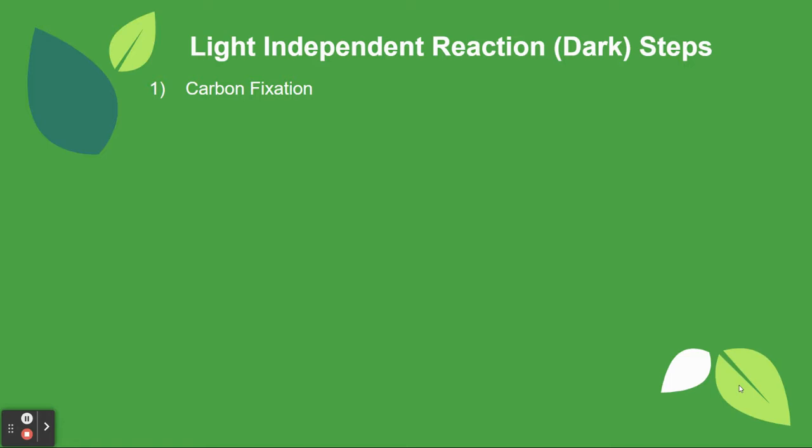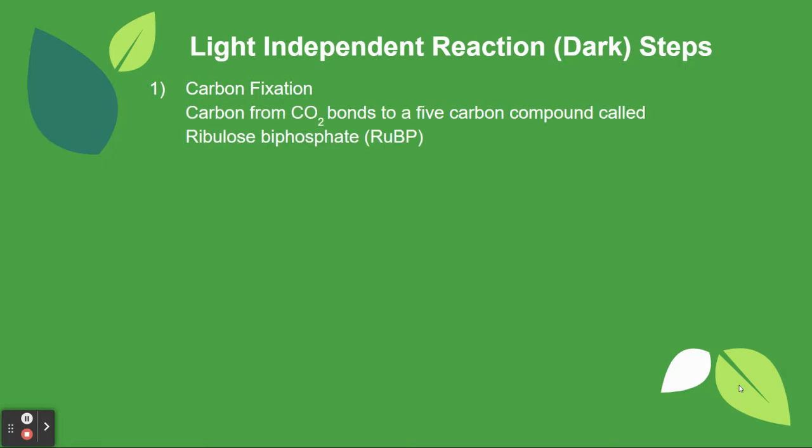There's three parts to the dark reaction or the Calvin-Benson cycle. The first one being carbon fixation. So in your notes, you're going to write down the 3 steps before we draw them. So carbon fixation is all about utilizing carbon dioxide.